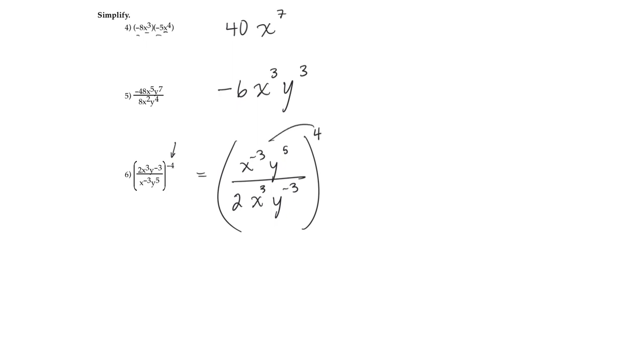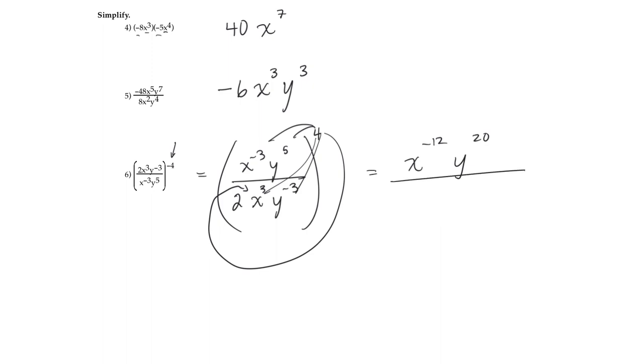Now, I can apply the 4 to everything that's in there. So it has to apply to the 2, and to this, and to that. So when I'm applying it power of a power, the rule is to multiply exponents. So it would be x to the -12, y to the 20th, over 2 to the 4th, I think, is 16. Then 3 times 4 would be 12. And -3 times 4 would be -12. Okay, I'm feeling pretty good.